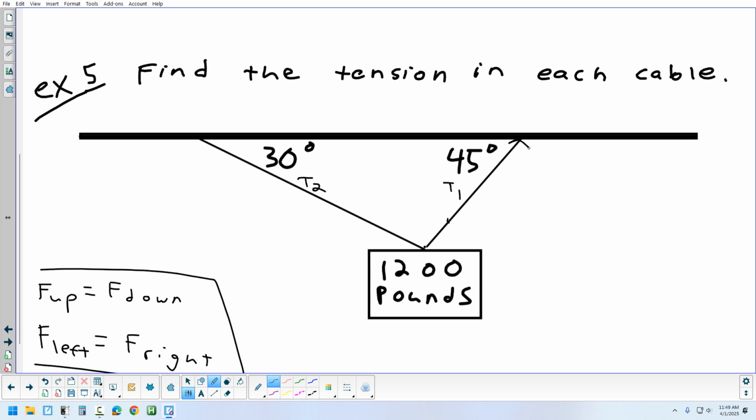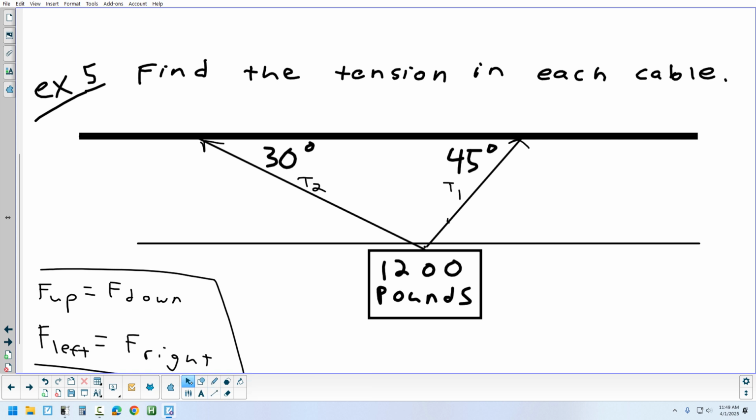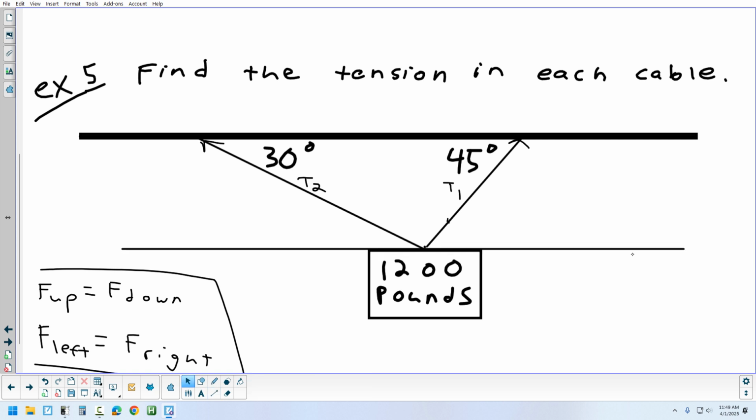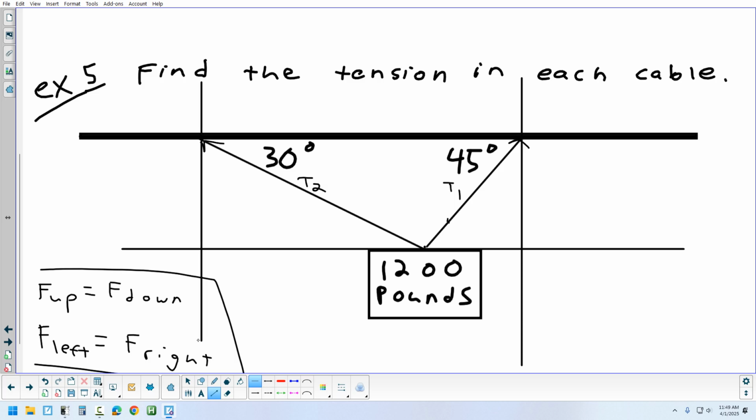What direction is cable 2 pulling in? Up and to the left. How am I going to visually show the components of those two cables? What am I going to draw to do that? What kind of triangles? Right, we're going to make right triangles. So what we need is a line right there. We'll put one over there.